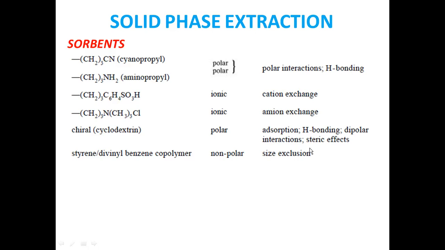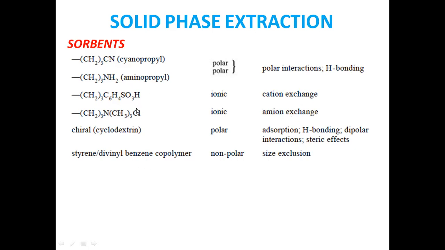So I told you about the size exclusion. The solutes are going to be separated based on size by using styrene divinyl benzene copolymer, where the fourth position of styrene and divinyl benzene will be substituted by the SO3H group or the trimethylammonium chloride group. They are used as cation exchange and anion exchange resins. If you use the copolymer of styrene and divinyl benzene by substituting the SO3H group and the trimethylammonium chloride group, such sorbents will be put under sorbents for cation exchange and anion exchange separations.